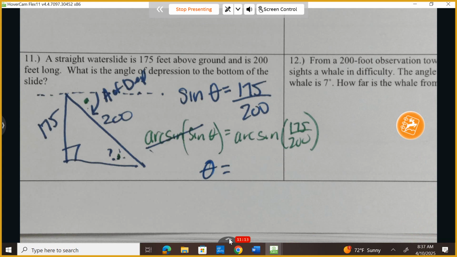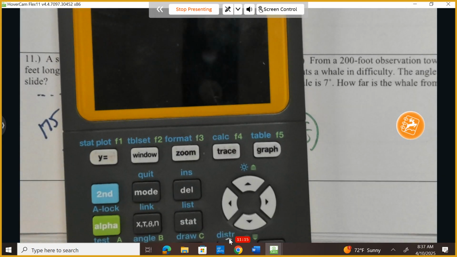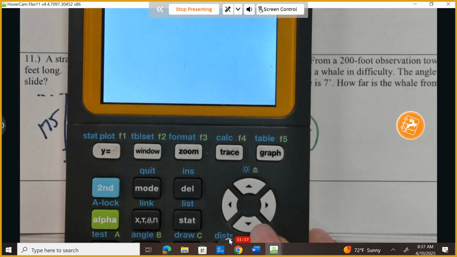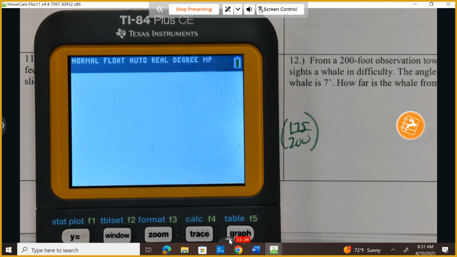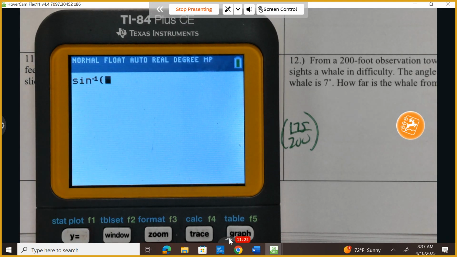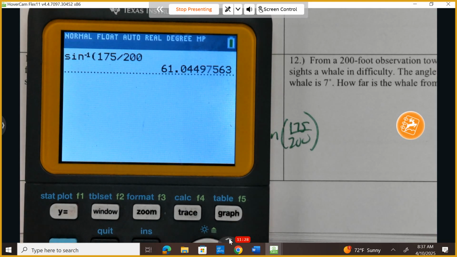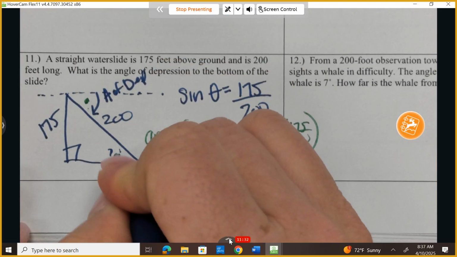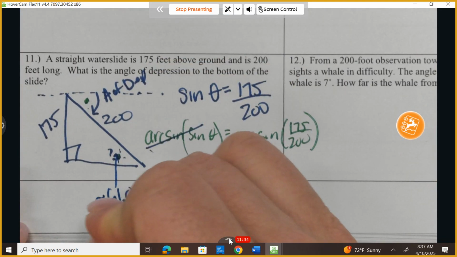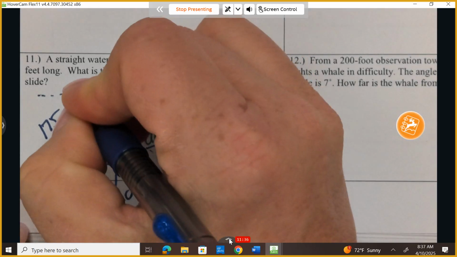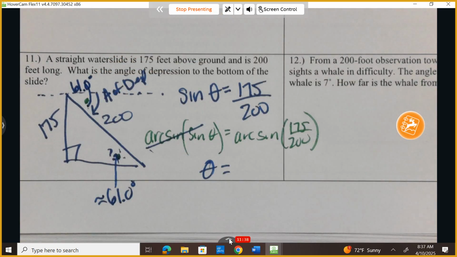How do I plug this in? One is we want to make sure we're in degrees. Two is I'm going to take my calculator and I'm going to go second sine. That's how I get what looks like the inverse sine. This is another way of writing arc sine, by the way, and then 175 divided by 200. So approximately 61.0. So if this angle is approximately 61.0 degrees, that means that the angle of depression is also 61.0 degrees.